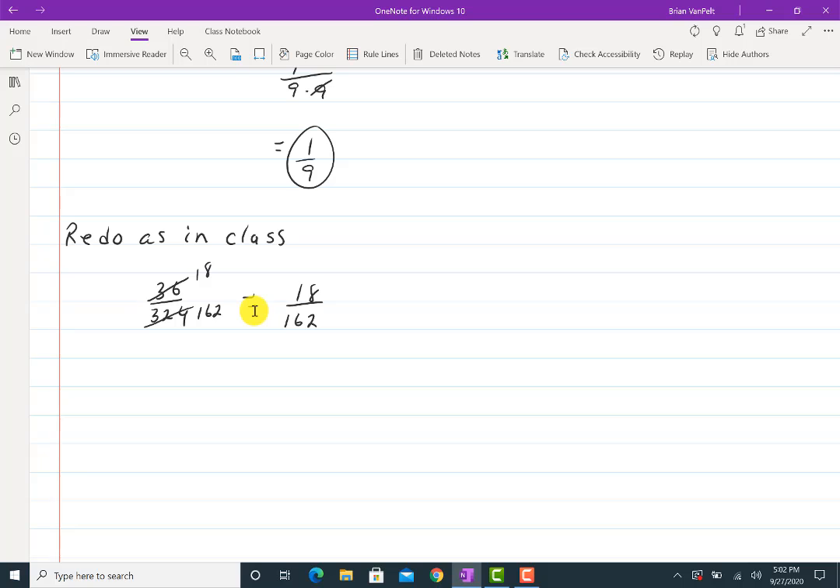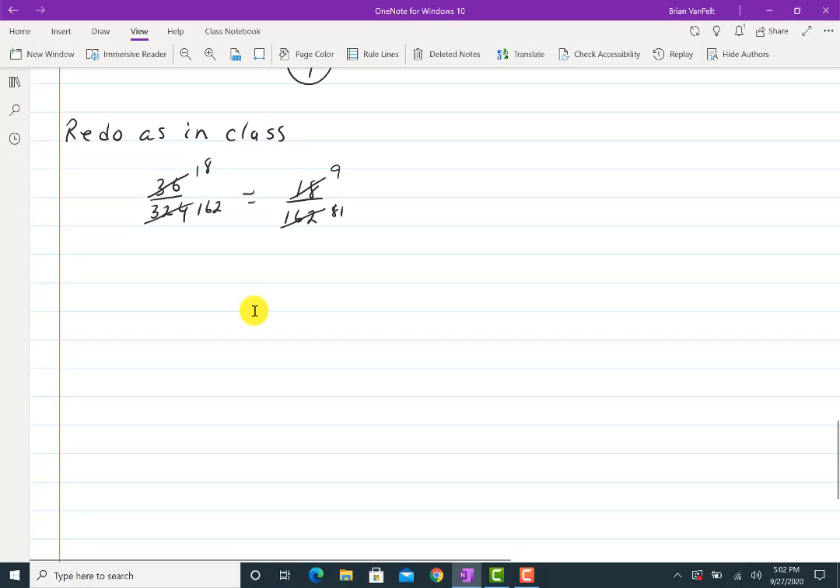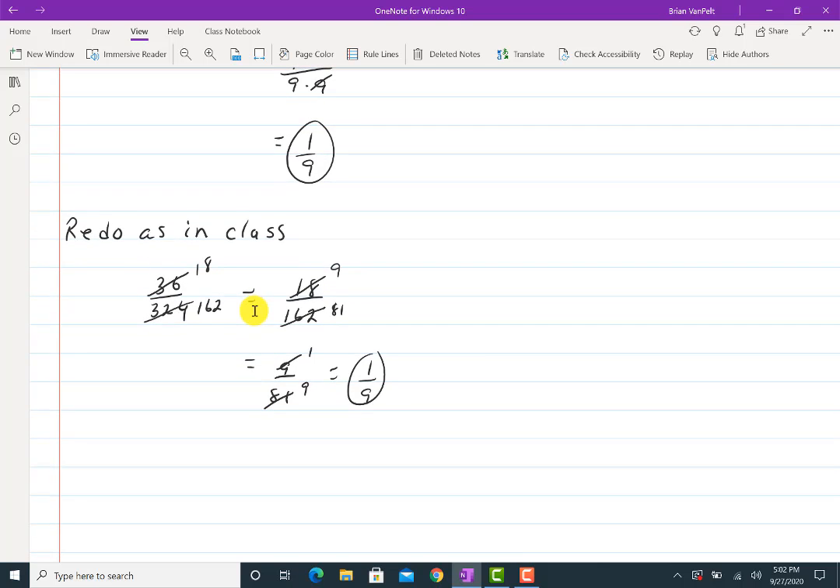And then you could do the same thing again. I can take out a 2 from the 18, leaving a 9. I could take a 2 from the 162, leaving 81. And then on my last step here, I know that 9 goes into 9 and 9 goes into 81. So you can see it looks like a lot less effort by just slicing as I go. And so that's generally the way that I'm going to do these things when it's really simple. However, sometimes they get really, really complicated, and it's even more work than what I've just shown here.